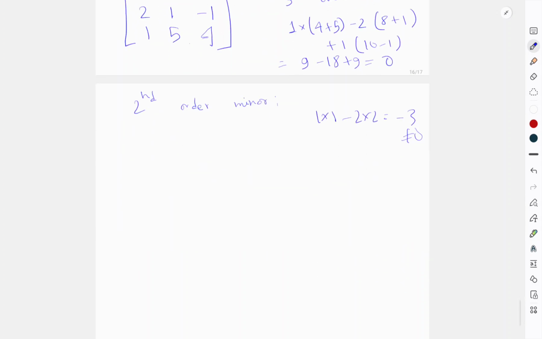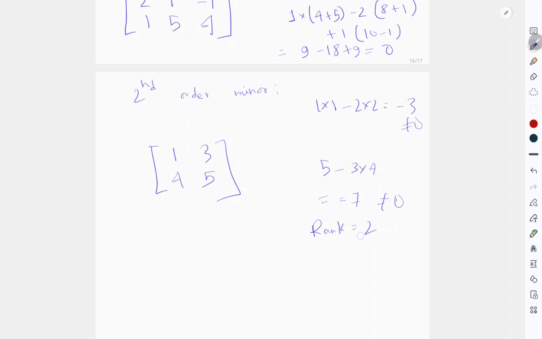For example, suppose you have a second order matrix, 1 3 4 5. If you find its determinant, it is 5 minus 3 into 4, that is minus 7. So this is non-zero. This is a second order minor whose determinant is non-zero, so you can say easily its rank will be 2.